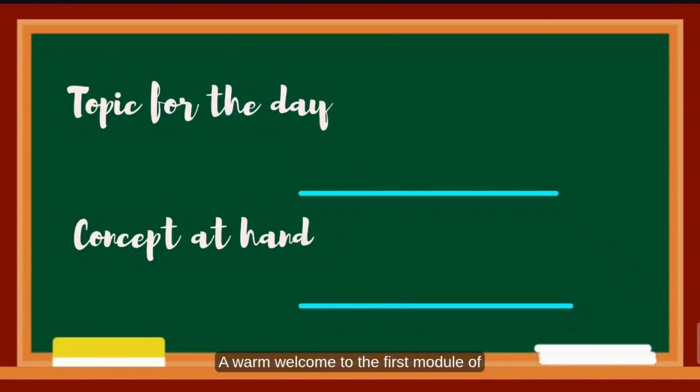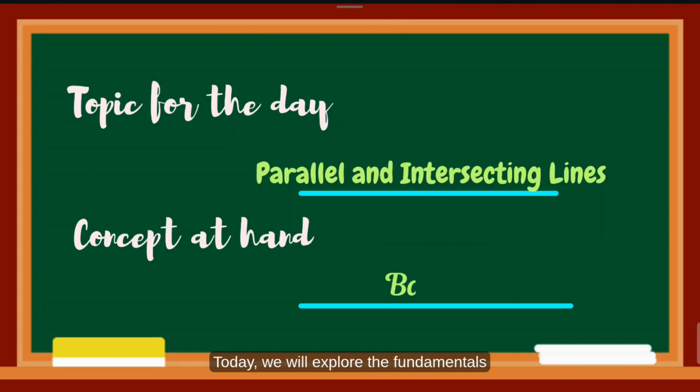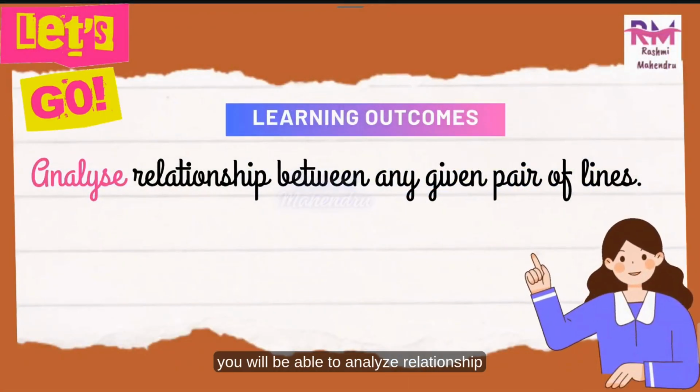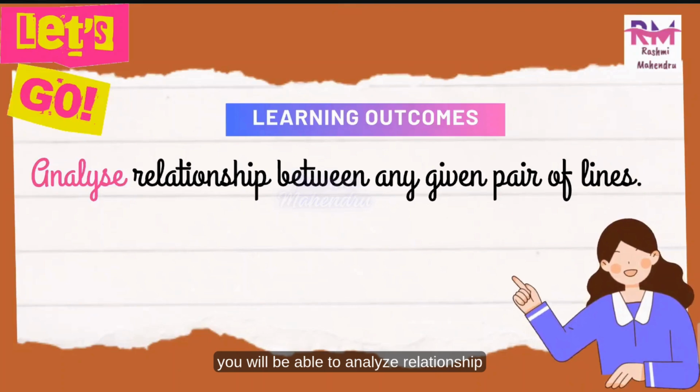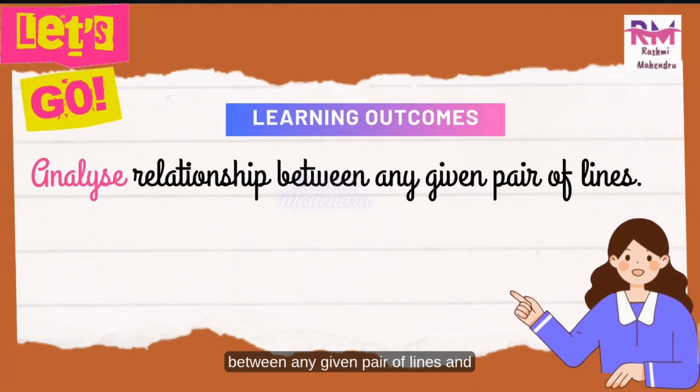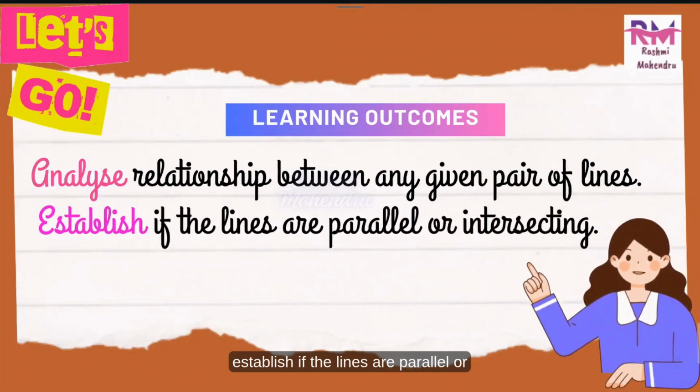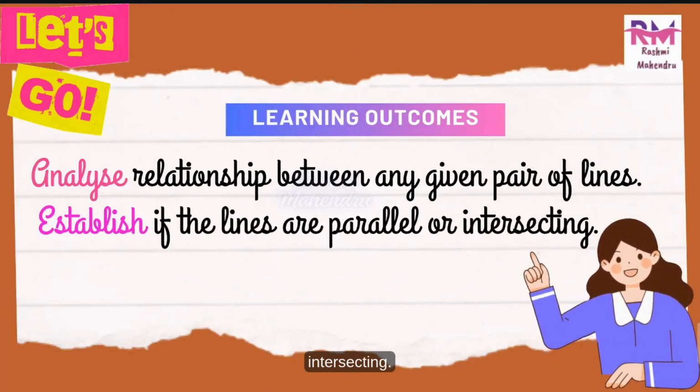A warm welcome to the first module of the Parallel and Intersecting Lines series. Today, we will explore the fundamentals of lines that cross paths and those that run alongside each other forever. After this module, you will be able to analyze the relationship between any given pair of lines and establish if the lines are parallel or intersecting.